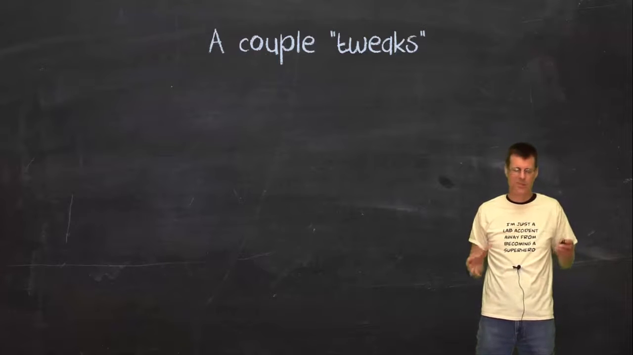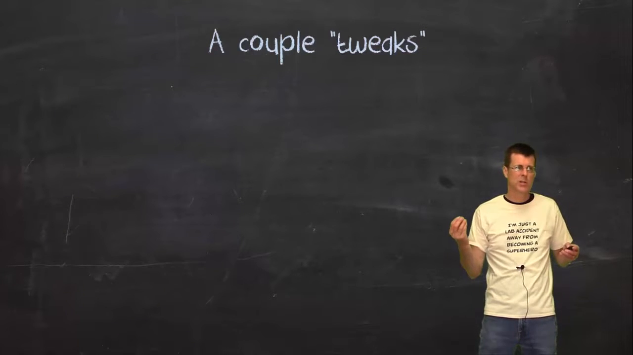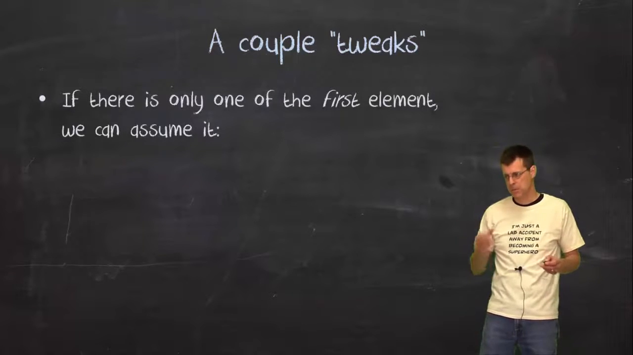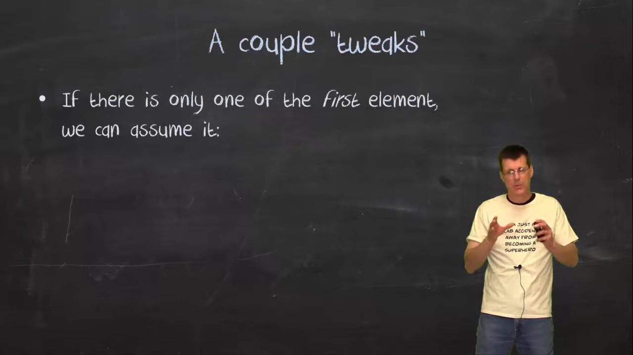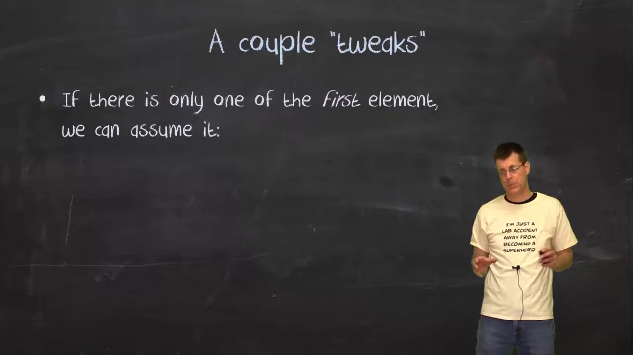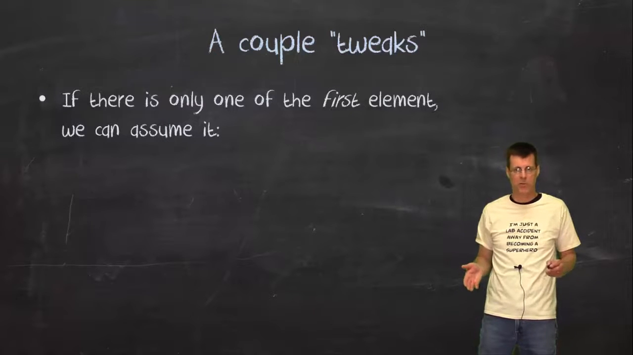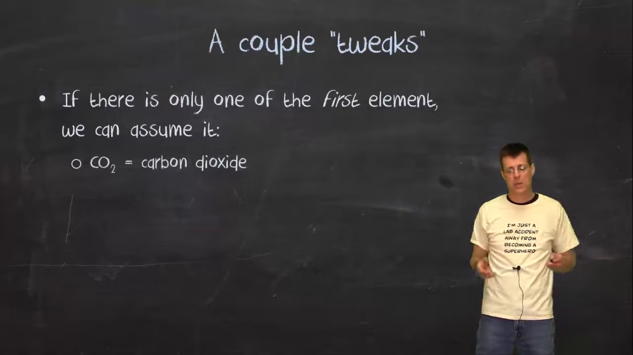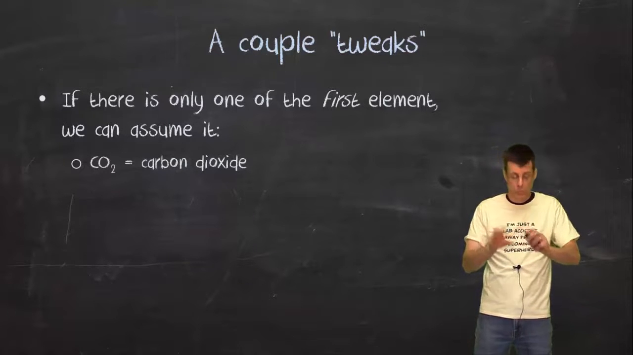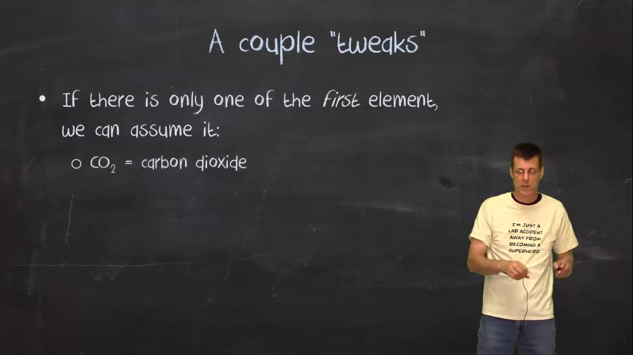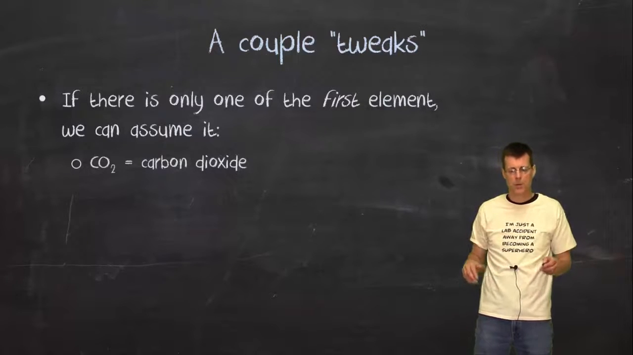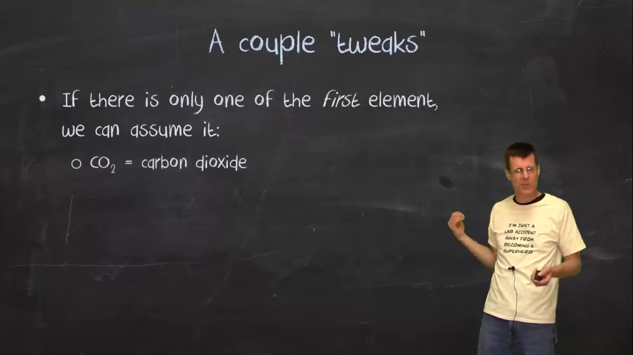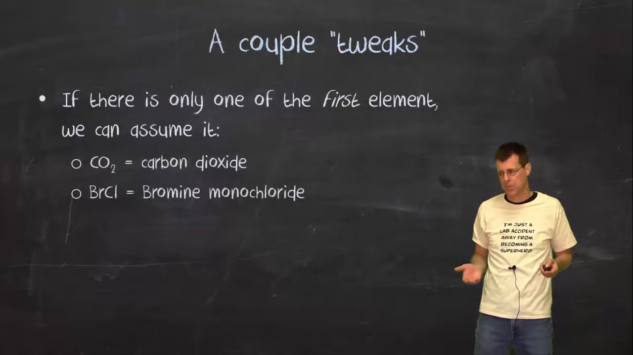Now, when I say tweaks, these are things that are not necessarily a rule, but it's what everybody does. If there's only one of the first element, we can assume that there's one of them and not say so. So you're probably familiar with CO2 being carbon dioxide. Notice we don't say 1 carbon. We say how many oxygens there are, dioxide, but we don't say monocarbon. Although honestly, if you did say monocarbon, you're not wrong. It's just nobody ever uses that, so they don't know what you're talking about.